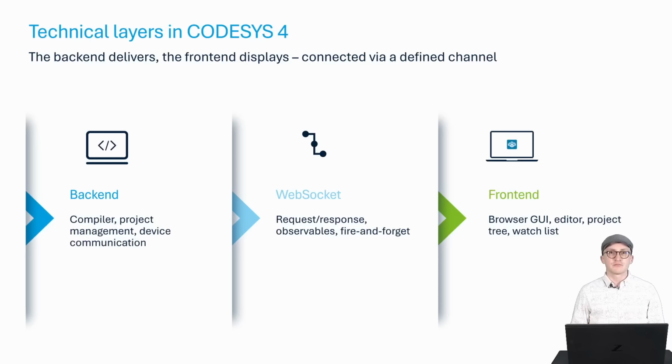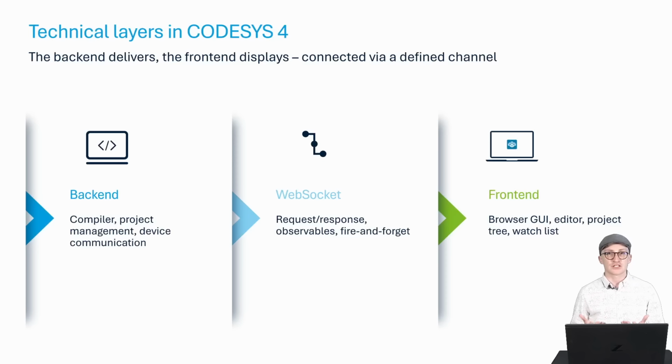This diagram shows 3 layers. The back end does the work, the front end shows the result, and a defined channel connects them. The back end is built on .NET 8 LTS. It handles compilation, project management, and PLC communication through the CODESYS gateway.